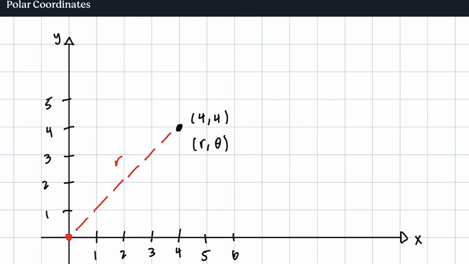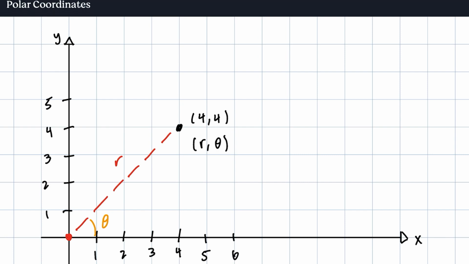Now the second parameter is theta. In this case, theta represents the angle measured counterclockwise from the positive x-axis. And what that's referring to is this angle theta right here. So by using these two parameters, r, which is the distance between the point and the origin, and theta, which represents the angle measured counterclockwise from the x-axis, we're going to be able to describe the position of this point in space.